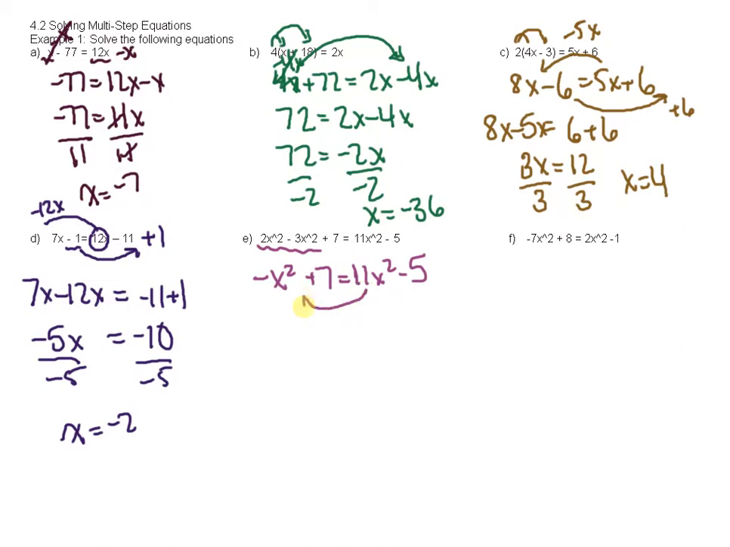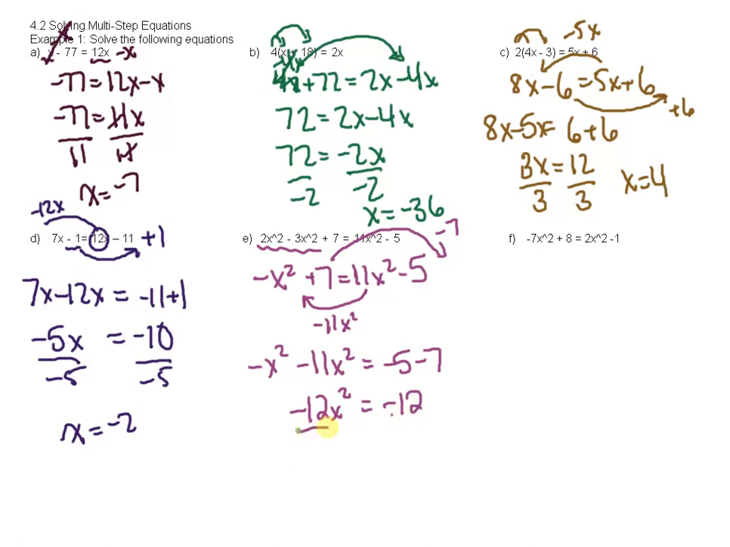Let's bring this positive 11x squared to this side, and it will become negative 11x squared. And let's bring this positive 7 to the right, and it will become negative 7. So in other words, we have negative x squared minus 11x squared equals negative 5 minus 7. Negative 1 minus 11, I get negative 12x squared. And negative 5 minus 7, again, I get negative 12. Divide out by negative 12, and I get x squared equals 1.